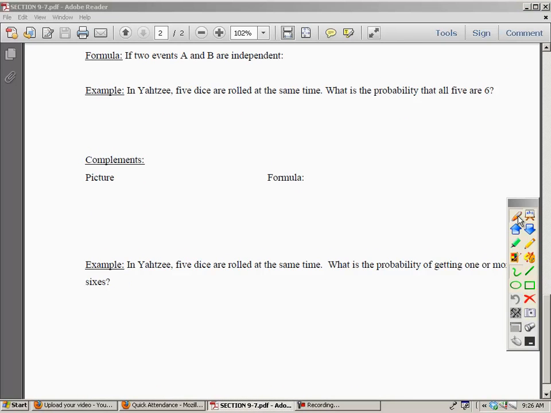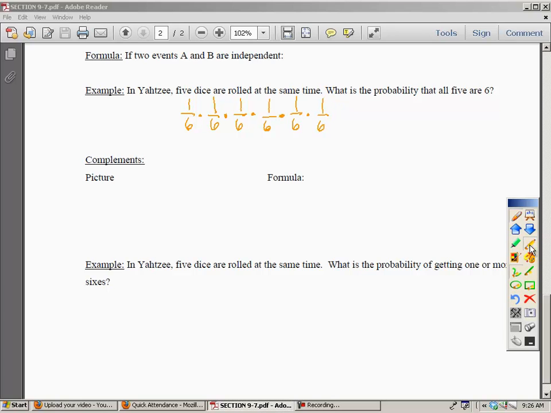In Yahtzee, 5 dice are rolled at the same time. What's the probability that all 5 of the dice are 6s? Okay, let's go with the first die. If I want to get a 6, my probability is 1/6. For my second die, which doesn't affect my first, my probability is 1/6. And 1/6 for my third, 1/6 for my fourth, 1/6 for my fifth.